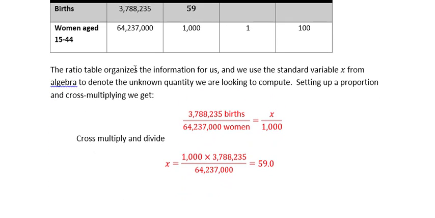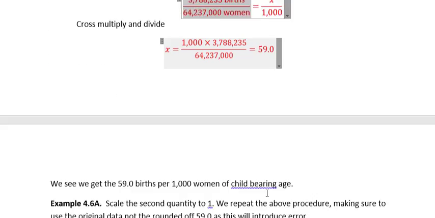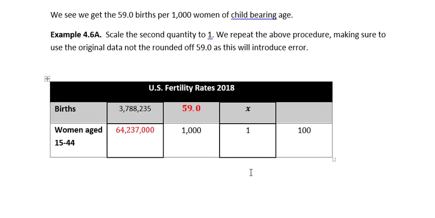So this is the ratio table here, and it organizes information. This is how they got that 59 over 1,000. They set up their one ratio, births per women, and then births per 1,000 women. So they cross-multiply, just like we did in the last section, and divide, which is right here, and they got 59. We see we get 59 births per 1,000 women of childbearing age.